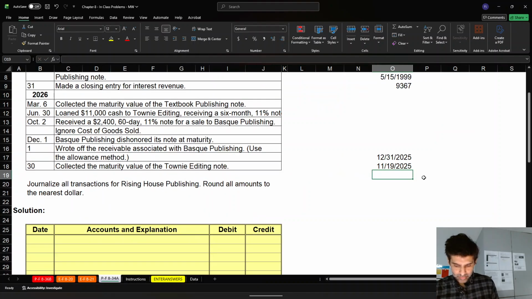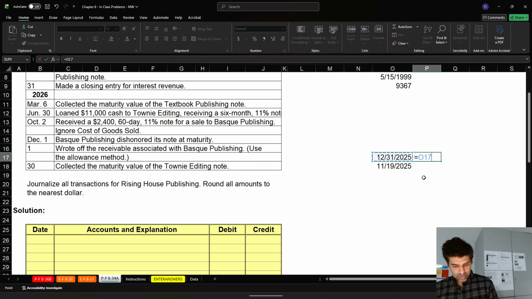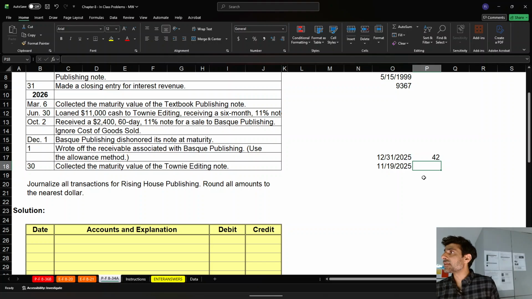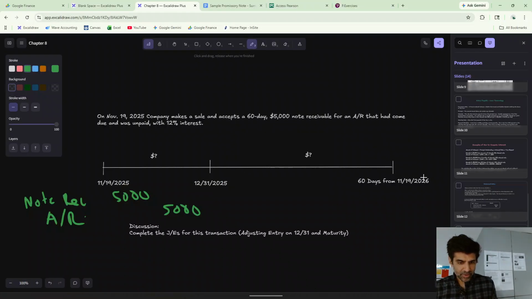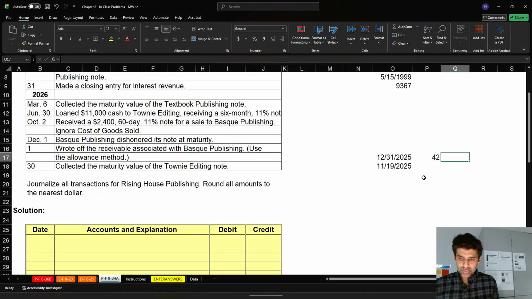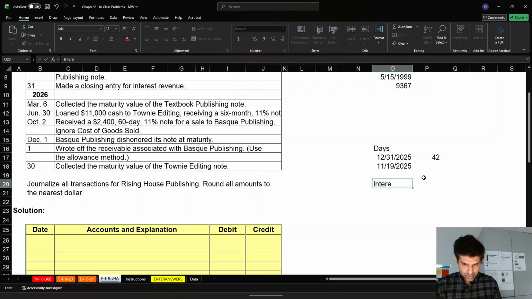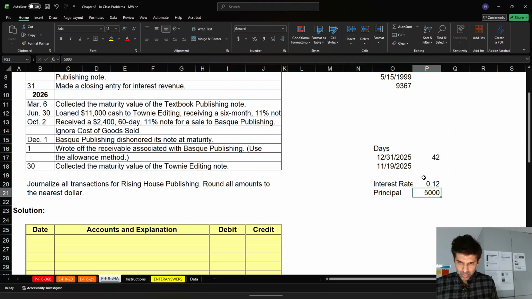So I have these two dates. I just subtract one from the other. It's 42 days. Okay. And then it's a 12% interest rate and the principal balance is 5,000. So this is days, interest rate, and then principal. Okay, so I have all the parameters that I need.